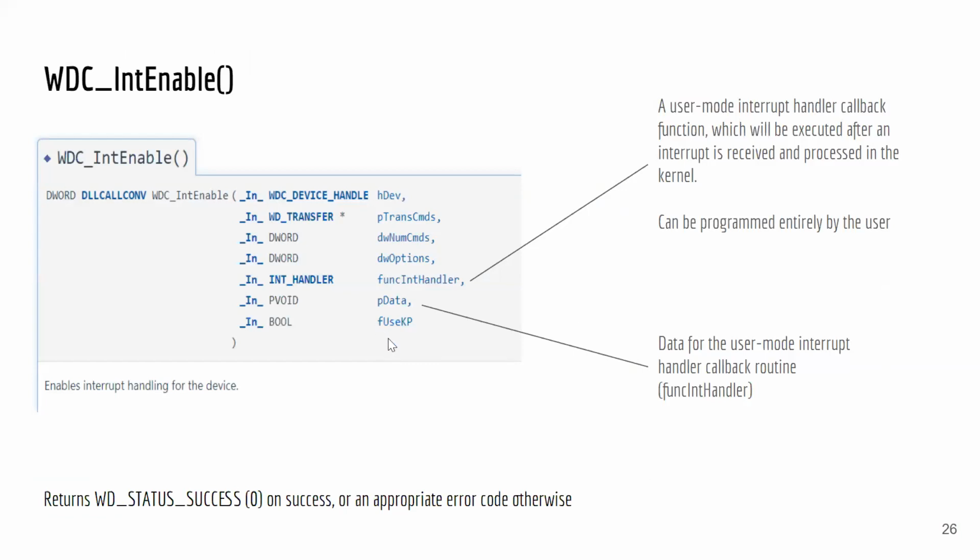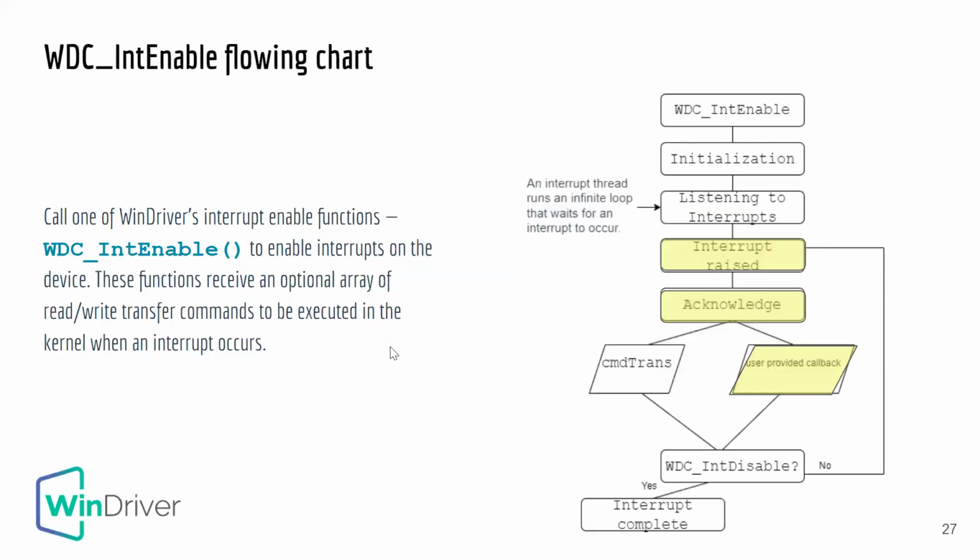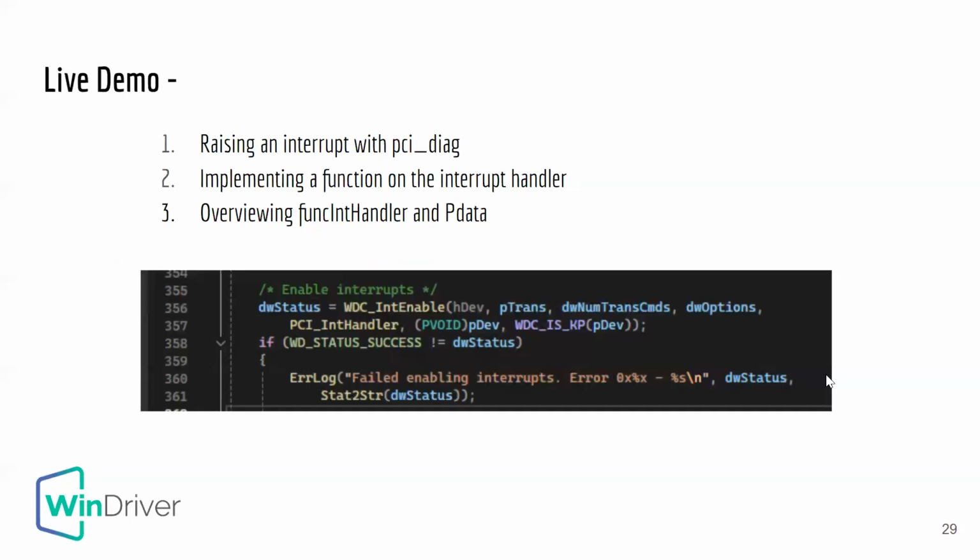I will talk about kernel plugins and the interrupt handler after the demo. So what I talked about just now is the other case: after the interrupt is raised and acknowledged, you write a function and provide a callback that is executed after the interrupt is raised. Let's see a live demo.